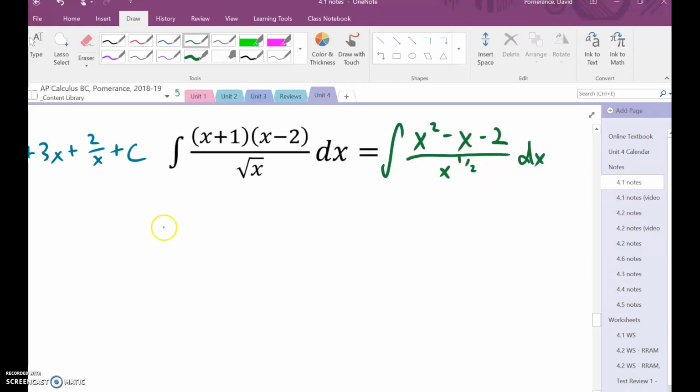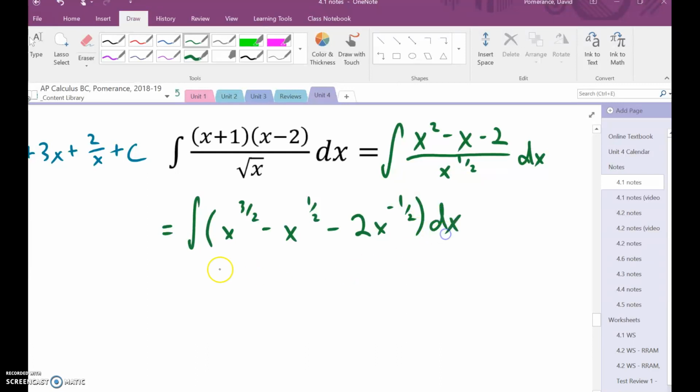And then we can subtract our exponents. We've got 2 minus 1/2 is 3/2. We've got 1 minus 1/2 is 1/2. We've got 0 minus 1/2 is negative 1/2. And then we're ready to do the inverse power rule.